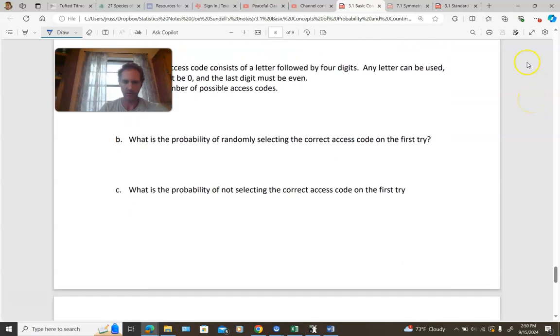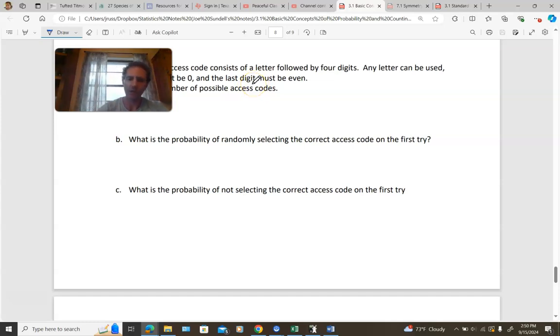All right. Let's go to number 12. So it says the access code consists of a letter followed by 4 digits. Any letter can be used. The first digit cannot be 0, and the last digit must be even. Find the number of possible access codes.